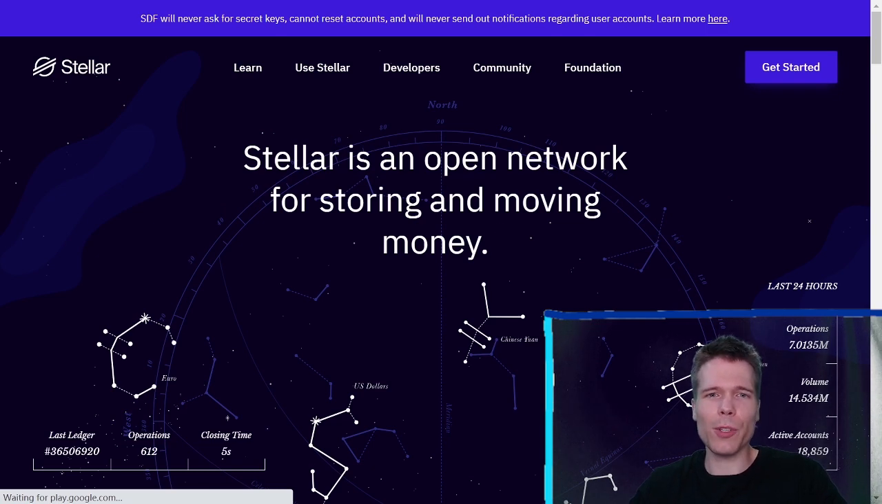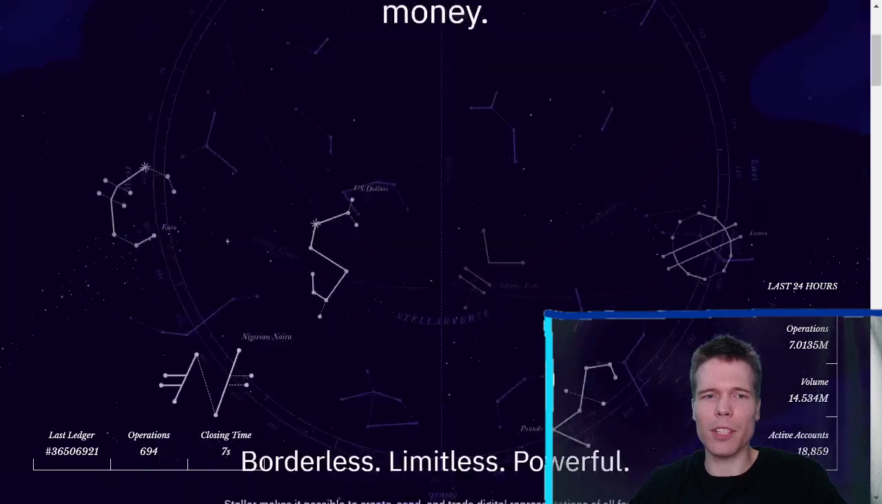Stellar is an open network for storing and moving money. But what does that mean? Let's keep looking.